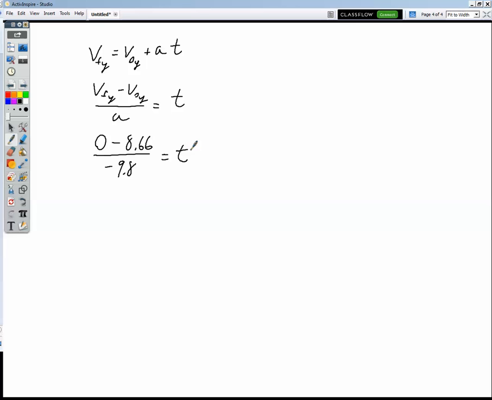And we'll plug that into the calculator. We get 0.88 seconds is equal to the time. We've got to be careful, though. That's the time just to go up. So we have two options.